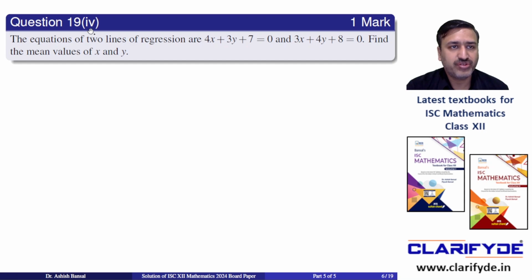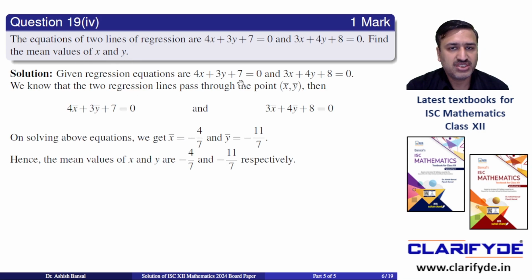Question number 19, fourth part. The equations of two lines of regression are 4x plus 3y plus 7 equal to 0 and 3x plus 4y plus 8 equal to 0. Find the mean values of x and y. So these are the two regression equations which are given to you, and we know that the two regression lines pass through the point x bar, y bar, where x bar is the mean value of x and y bar is the mean value of y.